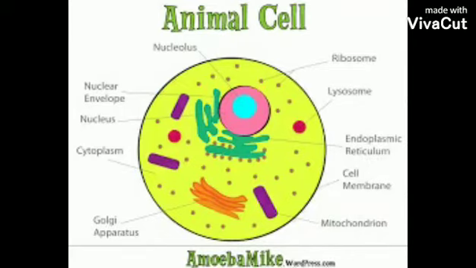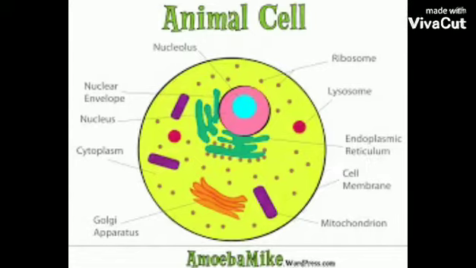Golgi apparatus. Golgi apparatus is a complex of vesicles and folded membrane within the cytoplasm of most eukaryotic cells, involved in secretion and intracellular transport. Cytoplasm. Cytoplasm is a thick solution that fills each cell and is enclosed by the cell membrane.